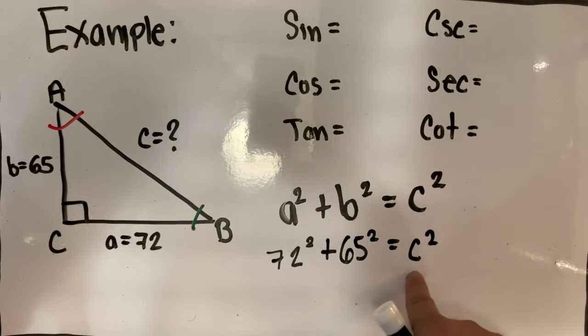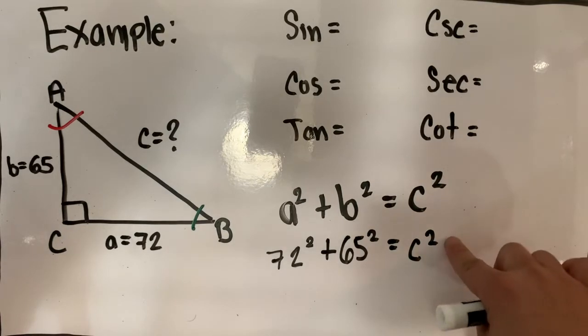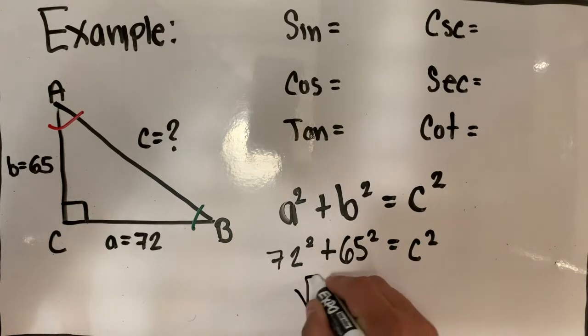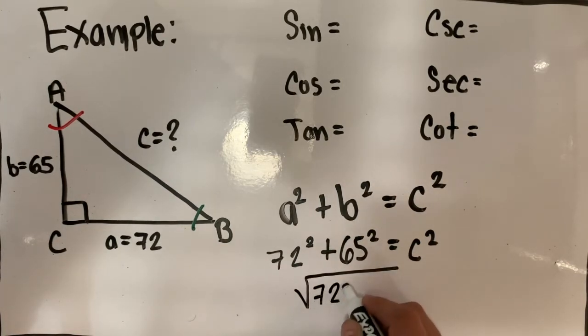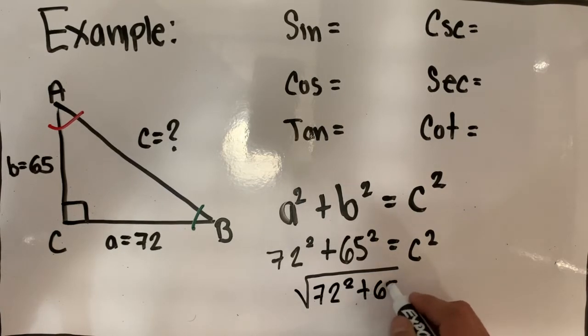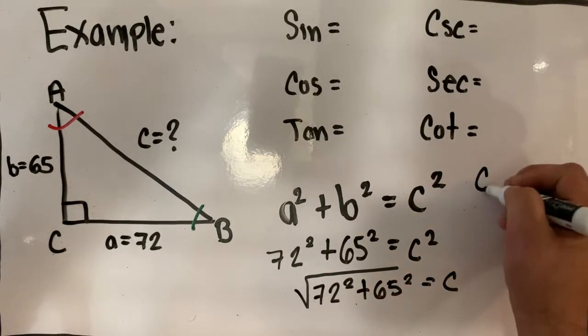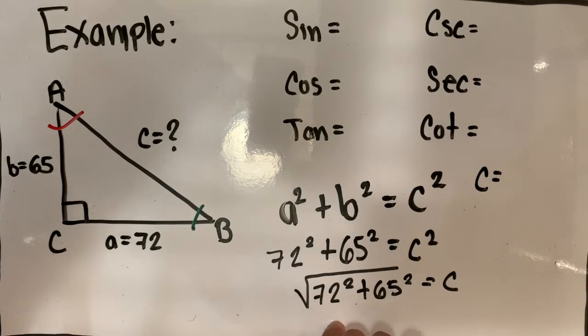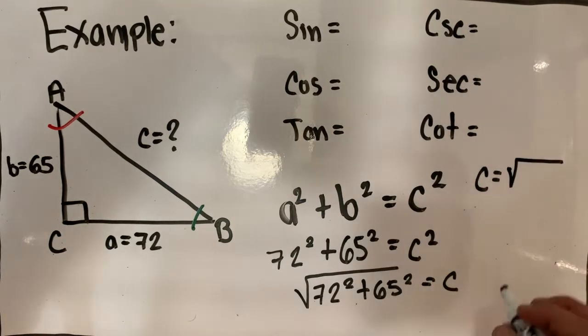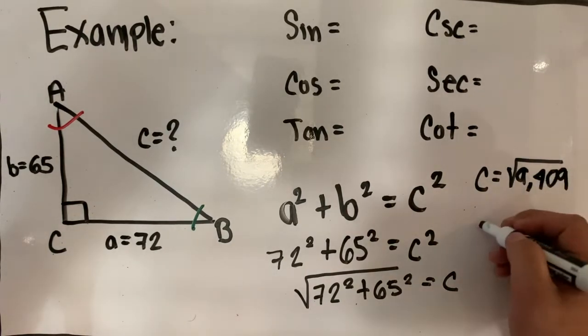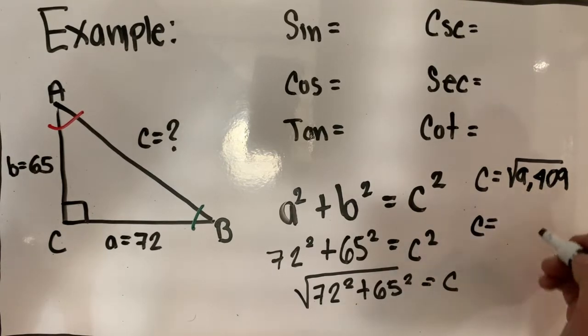If I want to clear the letter c, I have to take this square to the other side of the equation, and it's going to be the square root of 72 squared plus 65 squared, equal to c. If you do this in the calculator, you are going to have that the result is going to be the square root of 9,409. That is equal to 97.